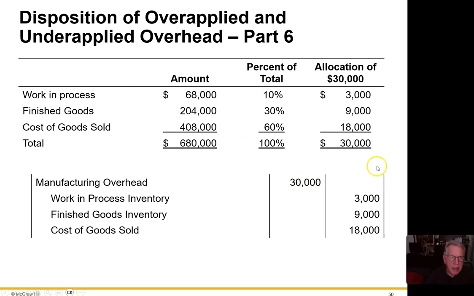Now that I've done that calculation, I've got to do the journal entry. I'm going to debit manufacturing overhead to zero that account out and credit work in process inventory, finished goods inventory, and cost of goods sold. Okay, that's when you have a material amount of under or over applied overhead.